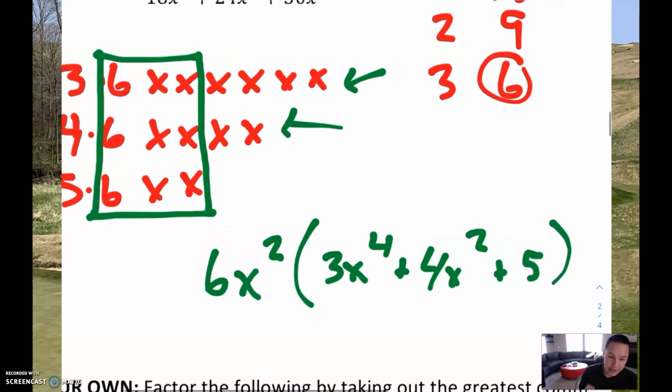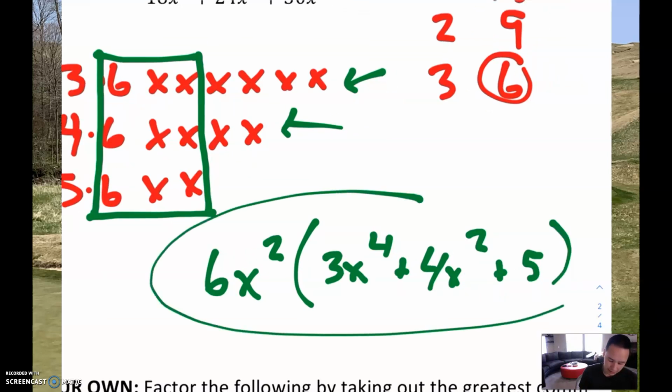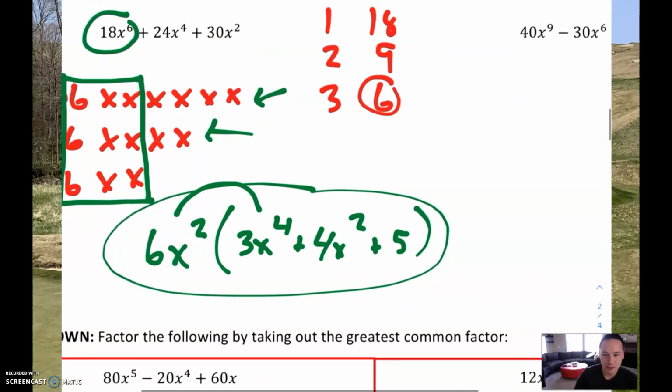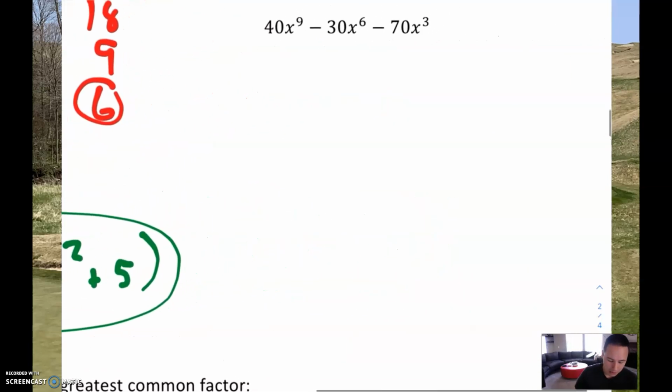And once again, the nice thing about this process is after you're done, you can always check your answer. You could take 6x squared and multiply it by 3x to the 4th, and it gives you 18x to the 6th. And you could do that for each term, and it should match up. All right, one more.